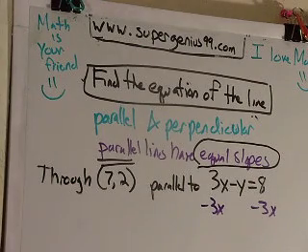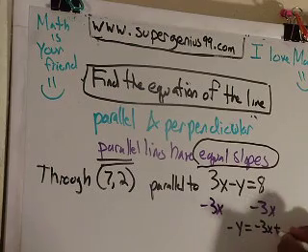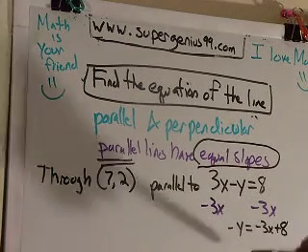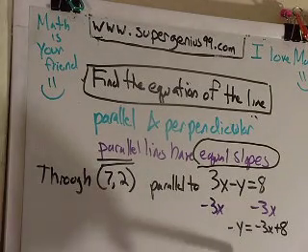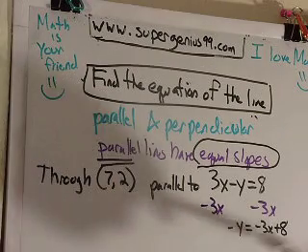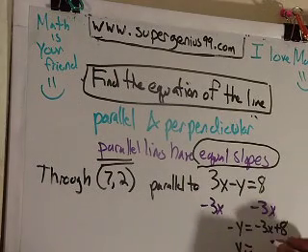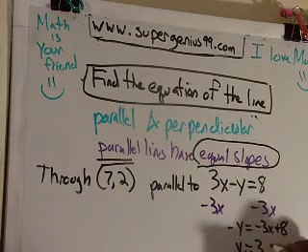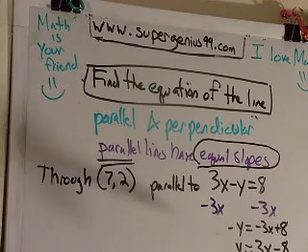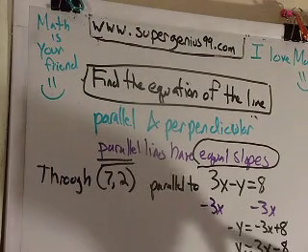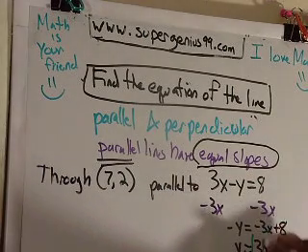That'll leave me with negative y is equal to negative 3x plus 8. And then next I'm going to do what? I'm going to multiply everything by negative 1 so this y becomes positive. And so now we can easily see that the slope of this line is 3.